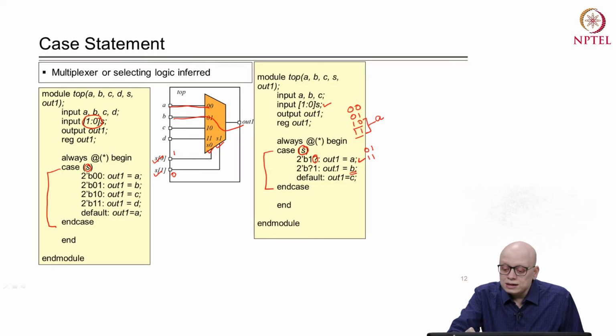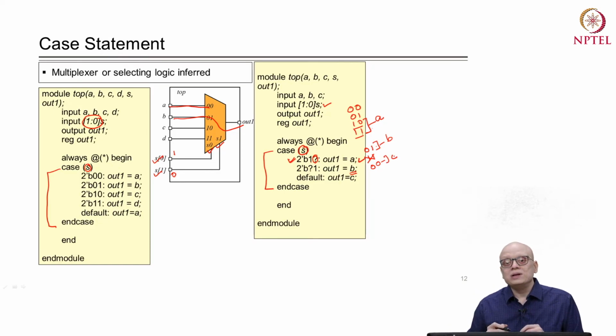But note that the case 11 is already covered in the first case, so it cannot match in the second case. So only the 01 case will take a value of B, and then the default is D00, and in the 00 case out1 will get a value of C.